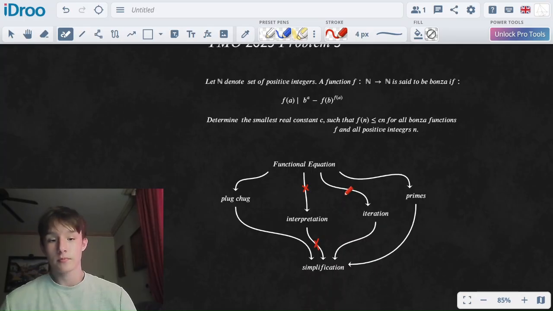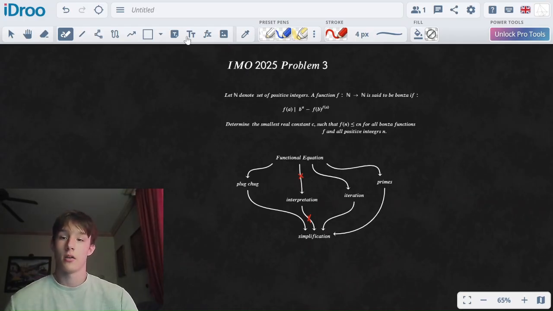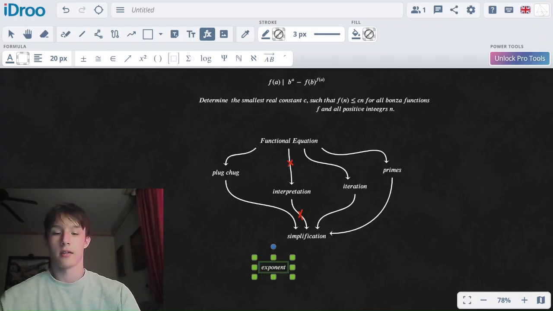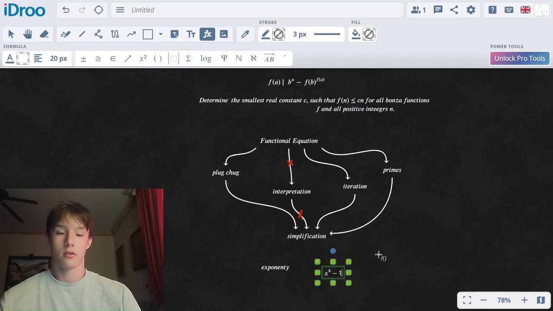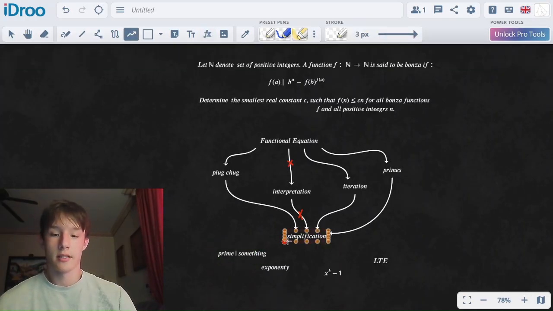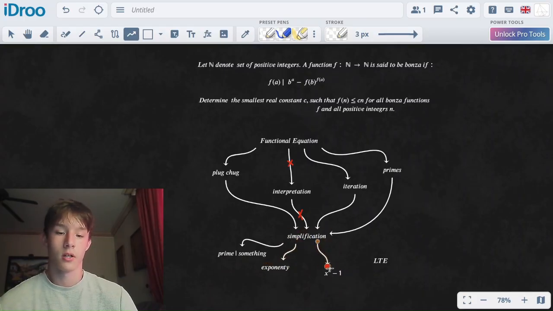And then from iteration, the problem is we still want to simplify, and in order to simplify this problem, the kind of thing we want to get in when we simplify is exponent kind of thing. Exponent t, something like x to the power of k minus 1, something like LTE, prime divides something. So these are like the main classic ideas that you can also write down, what you're looking for, essentially. So something like this, what we're looking for.